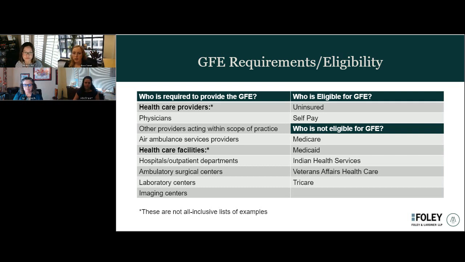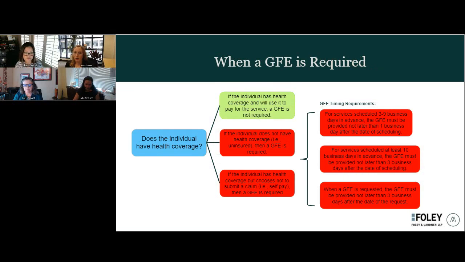Next on our screen is a diagram of how to operationalize these requirements. Like I said before, it is on the healthcare provider or healthcare facility to determine if the individual has health insurance and if they're using it. If the individual has health insurance and is going to use it, then a good faith estimate is not required. But if the individual doesn't have health insurance, or has health coverage but chooses not to use it, then a good faith estimate is required.